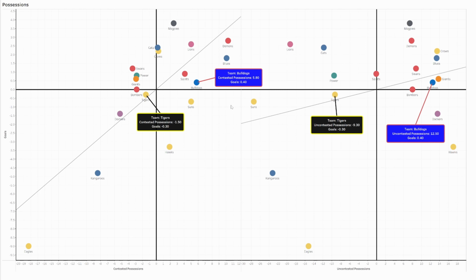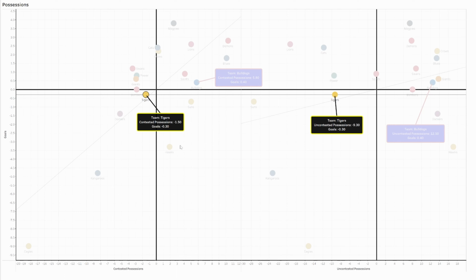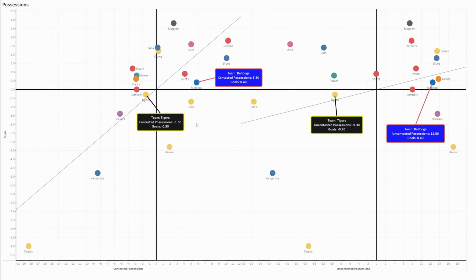We can see the same thing in the contested possession graph. We can see the Bulldogs at 5.8 and the Tigers at minus 1.5. So there's about a 7.5 difference here, and that can be really crucial. If you're a SuperCoach player or a fantasy player, or you like to have a bet on the footy, I would look at players like Tom Liberatore, Jack McRae and Marcus Bontempelli to have a high number of contested possessions in this game, because Richmond do concede contested possessions.